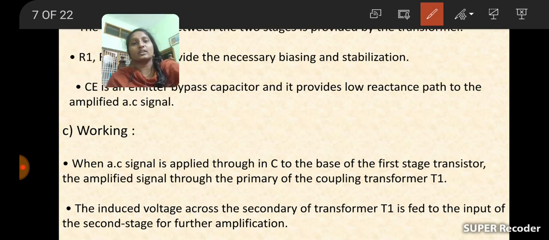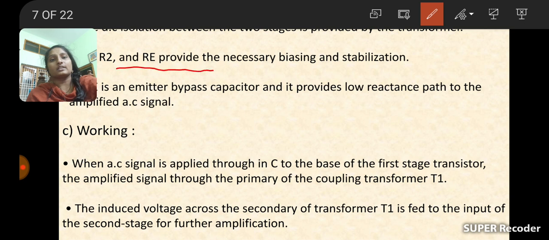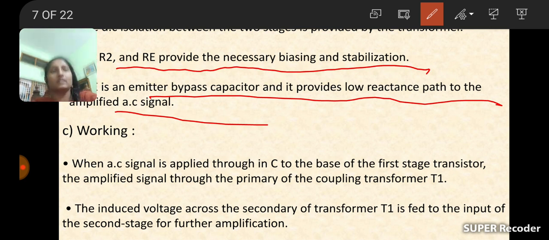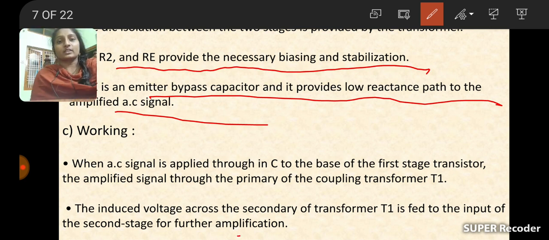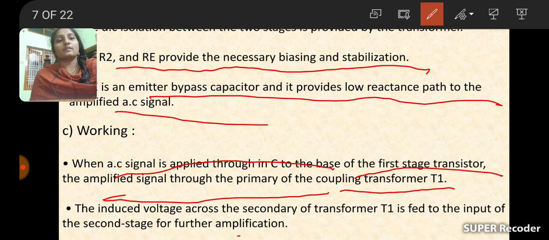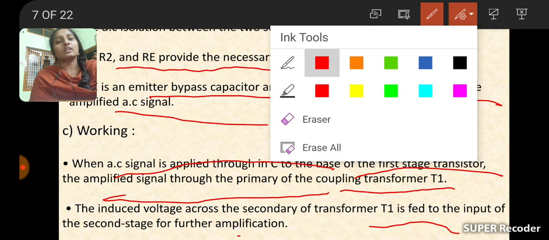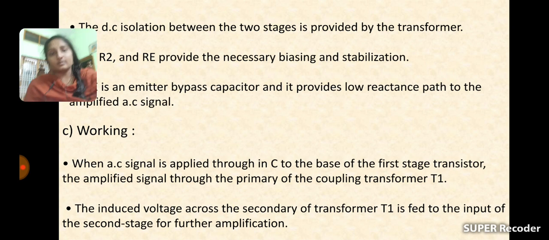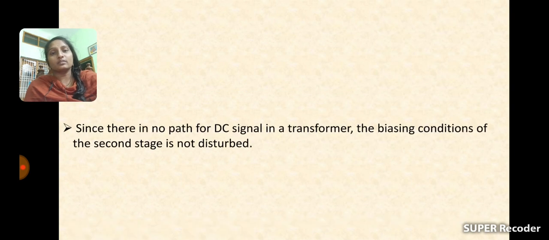Already explained, R1, R2 provide the biasing and stabilization network, and the emitter bypass provides the low reactance path to the amplified signal. Working: when an AC signal is applied through the capacitor to the base of the first stage transistor, the amplified signal goes through the primary of the coupling transformer T1. The induced voltage across the secondary winding of the transformer is fed to the input of the second stage. How the voltage is induced, I already told you: according to Faraday's laws of electromagnetic induction, the voltage must be induced from the primary winding to the secondary winding.